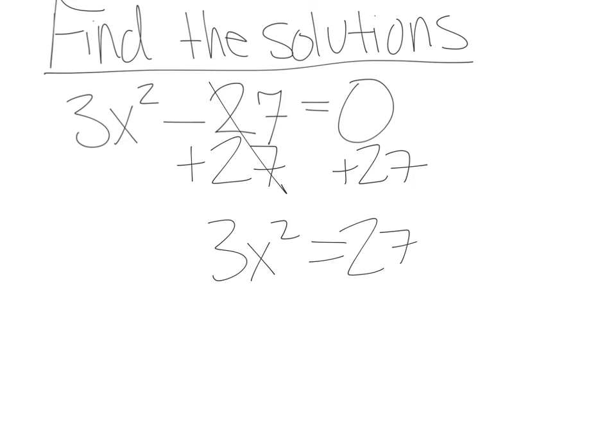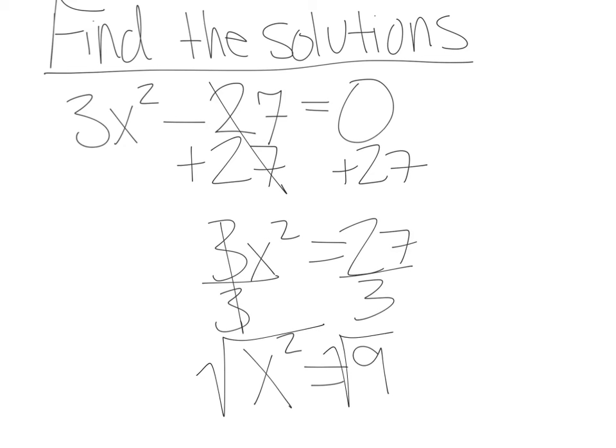And I continue solving it as if I were solving a linear equation. I divide by 3, so I end up with x squared equals 9. Then, to get x by itself, I need to get rid of the squared symbol. The opposite of squaring something is to take the square root of it. So I take the square root of both sides, and I end up with x is equal to the square root of 9, which is plus or minus 3. We can write that in two ways: x equals plus or minus 3, or x is equal to 3, comma, negative 3.